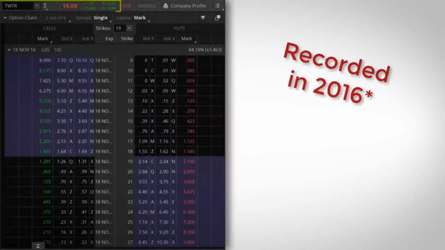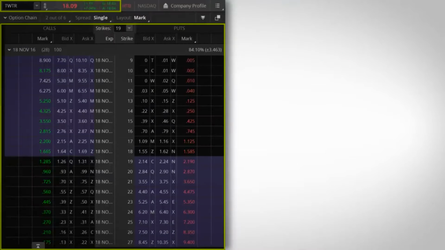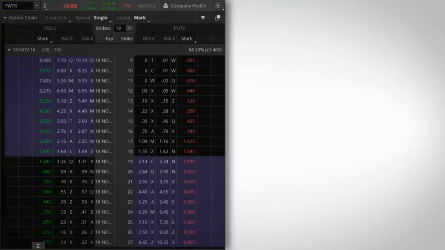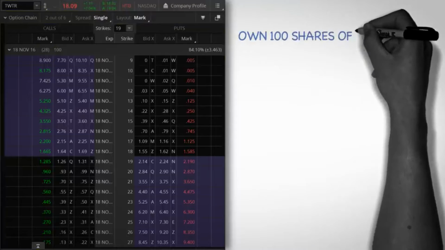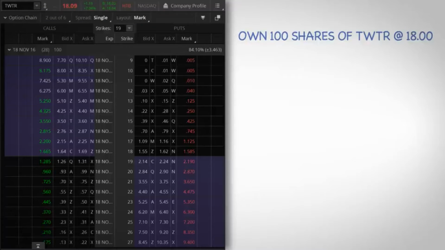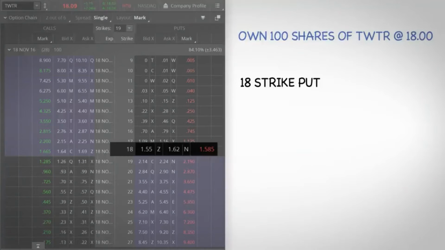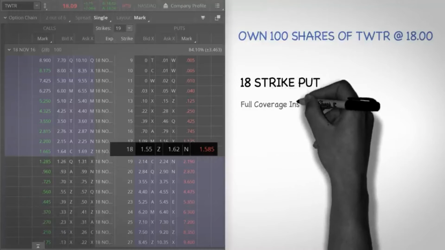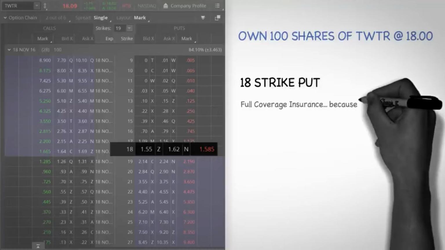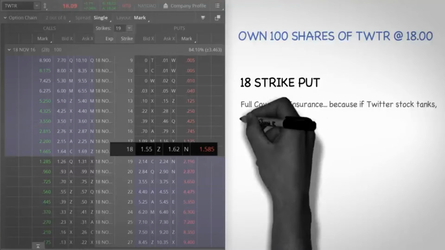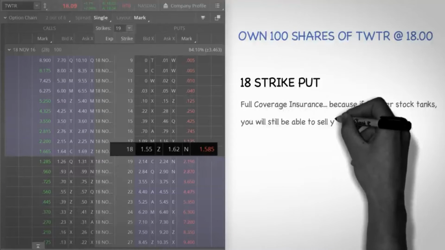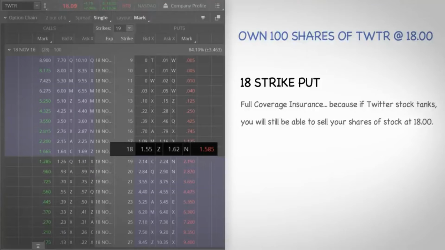Right now, you can see Twitter stock and its options that expire in 28 days. Let's say you own 100 shares of Twitter stock at $18 per share. You could buy the 18 strike put option, and that would be like buying full coverage insurance, right? If for some crazy reason Twitter tanks, then your put option would allow you to sell your shares of stock at $18 per share, right where you bought it, even though the current market price is much lower than that.